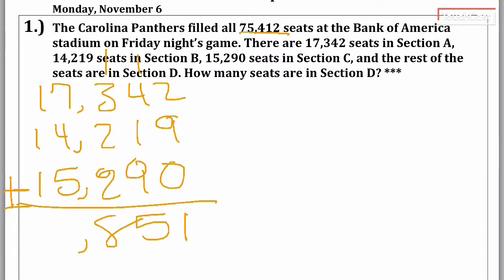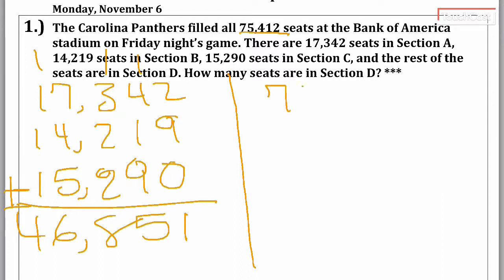7 plus 4 is 11. 5 plus 11 is going to give us what? 16. Carry the 1. Then I have 1, 2, 3, 4 ones. All right. Now I'm done with my first section. That's part 1. So my 3 sections came up to a sum of 46,851.